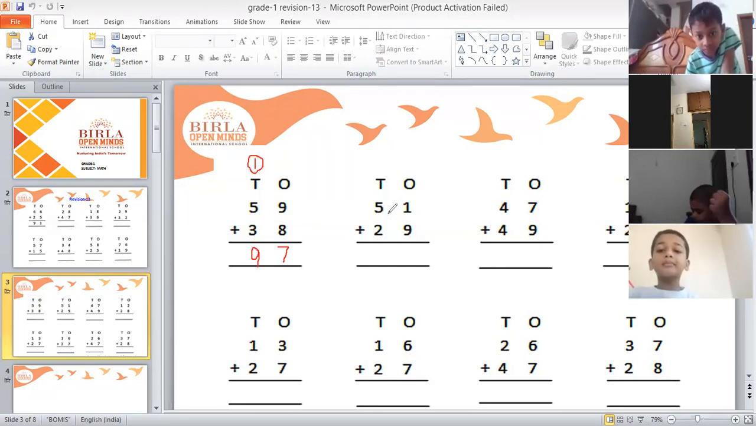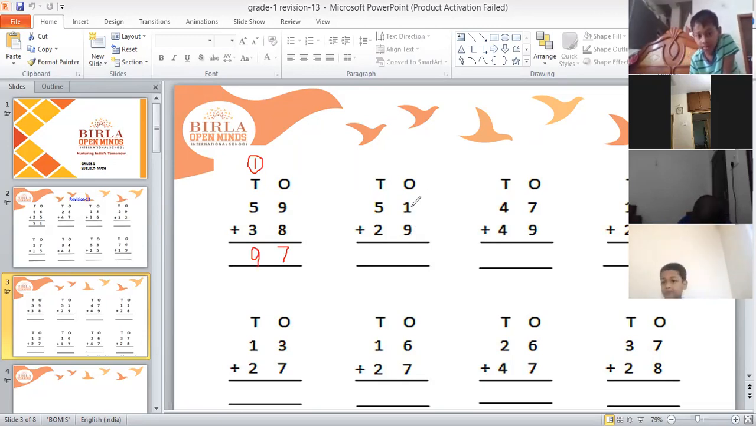51. Then this symbol, plus. 29. Very good. So this is 51 plus 29. So the numbers in ones place are 1 and 9. What are the numbers in ones place? 1 and 9. Very good.